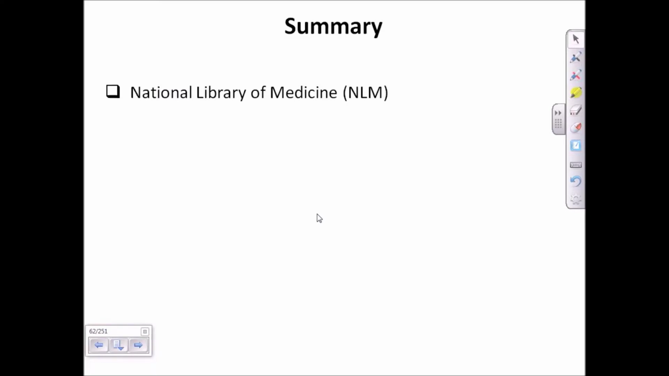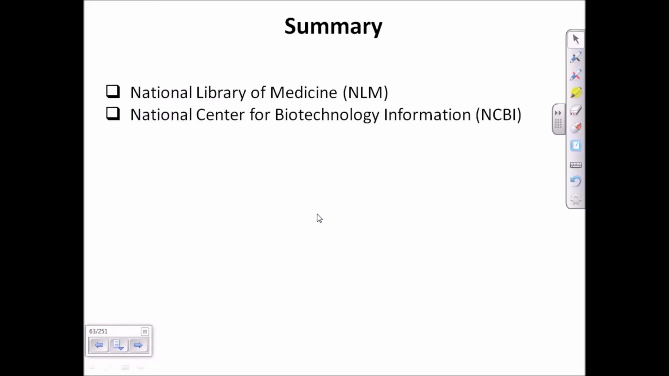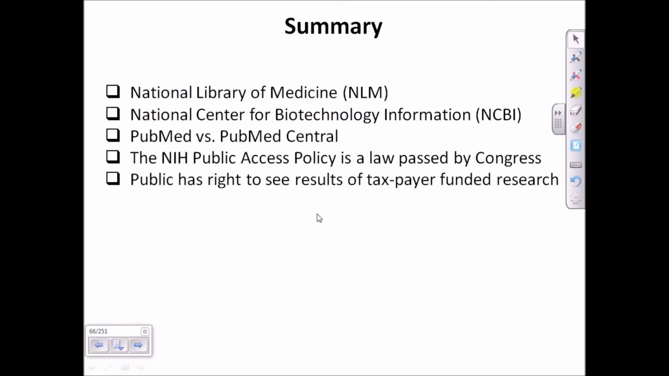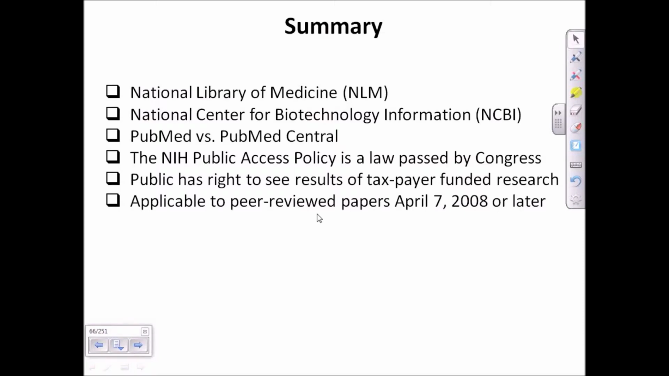So just to give you a summary of what we've looked at under this first topic of the introduction to the policy, we've introduced some key terms, the National Library of Medicine. We've introduced NCBI, the National Center for Biotechnology Information. We've talked about PubMed versus PubMed Central and not confusing those two. We've talked about the policy itself and the fact that it's a law that was passed by Congress in 2008. We've talked about the reasons for the policy, because the public has a right to see the results of the research that they have funded through their taxes.